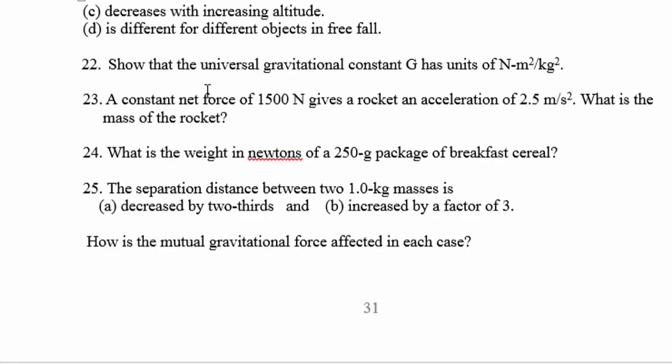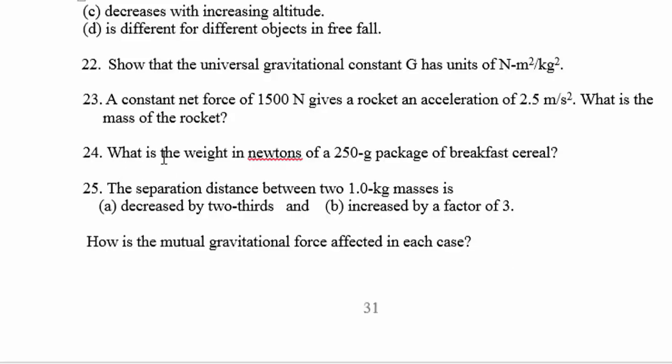In question number 23, you are given the force 1500 Newton and you are given the acceleration 2.5 meter per second square. So to find the mass, we have to rearrange the equation to mass equal to force over acceleration. We talked about how to rearrange Newton's second law depending on what you are asked to find, including the mass. And we said the mass will be equal to the force divided by the acceleration. So you have to divide 1500 Newton by 2.5 meter per second per second.